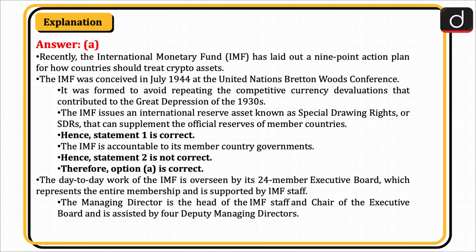Recently, the International Monetary Fund or IMF has laid out a 9-point action plan for how countries should treat crypto assets. The IMF was conceived in July 1944 at the United Nations Bretton Woods Conference. It was formed to avoid repeating the competitive currency devaluations that contributed to the Great Depression of the 1930s. The IMF issues an international reserve asset known as special drawing rights or SDRs that can supplement the official reserves of member countries. Hence, statement 1 is correct. The IMF is accountable to its member country governments. Hence, statement 2 is not correct. Therefore, option A is correct.